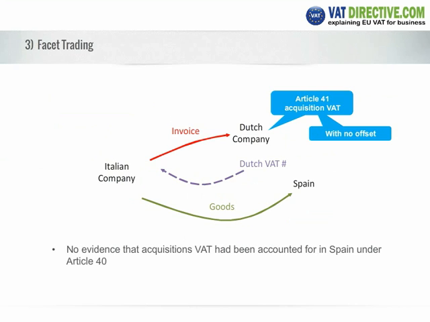So this fallback provision, if you give a VAT number of a member state in which the goods don't go into, then you've got this Article 41 acquisition obligation with no offset, unless you can prove that Article 40 VAT has been accounted for by you in another member state. So the fallback provisions is all about Article 40 and 41. Article 40 would obviously be what we'd be looking to apply. Article 41 is really there for a bit of anti-avoidance in many respects. They don't want acquisition VAT to just disappear. So therefore, if you use a VAT number, then acquisition VAT is due in that member state unless you can prove that you've accounted for Article 40 acquisition VAT in the country where the goods go to.